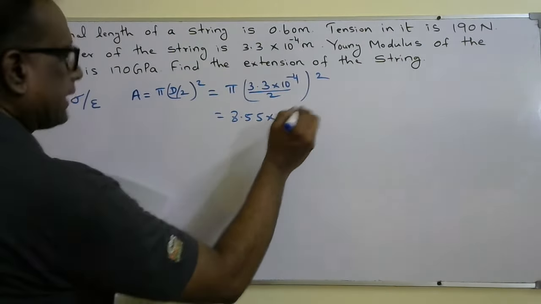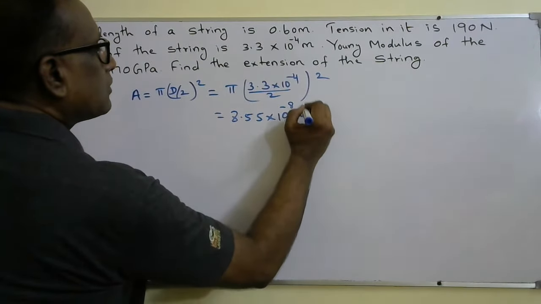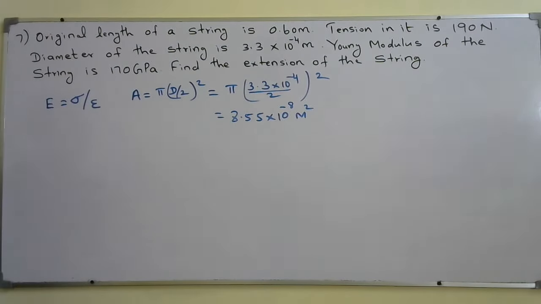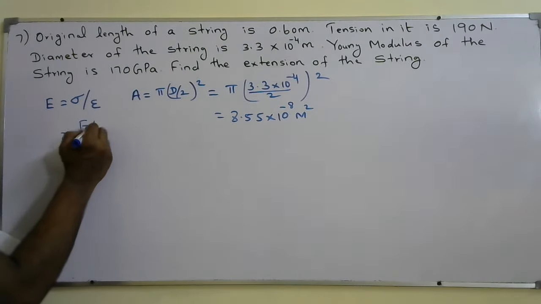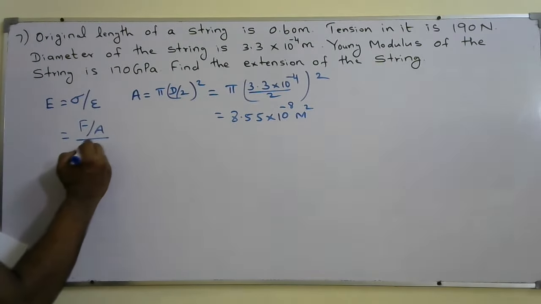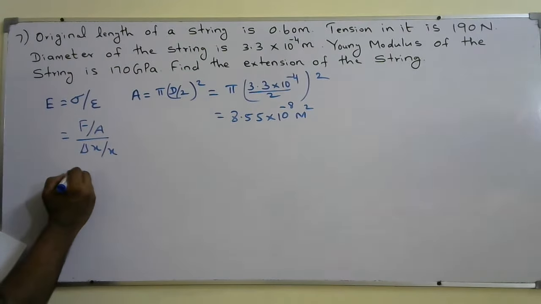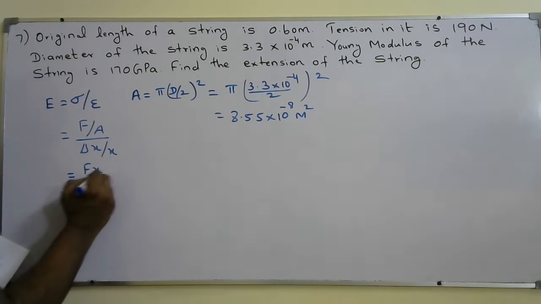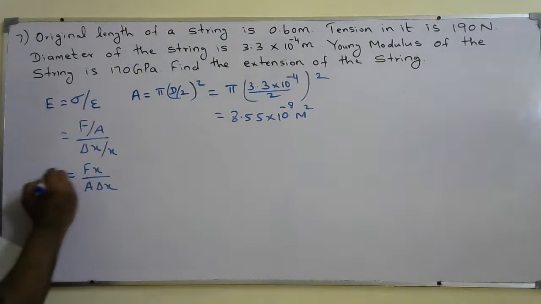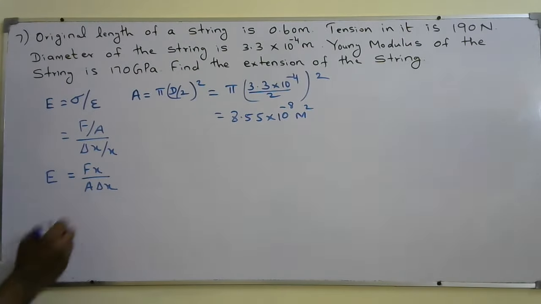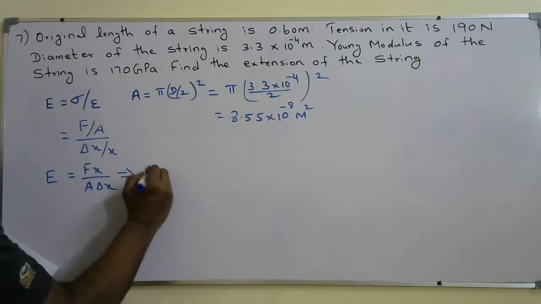Okay, so this is force over area over extension over original length. It will become Fx over A delta x. That is the Young modulus. So we need to find the delta x. From this delta x is going to be Fx over EA. So we'll find the delta x.